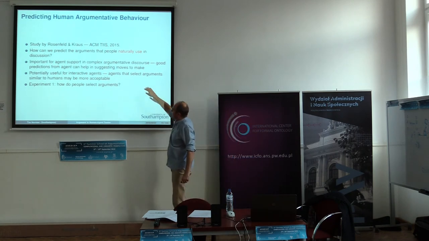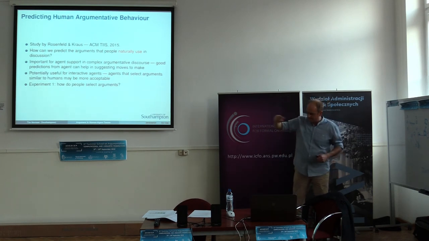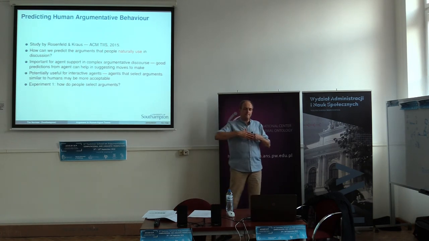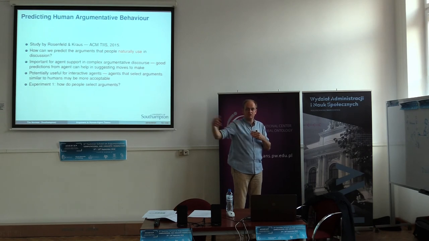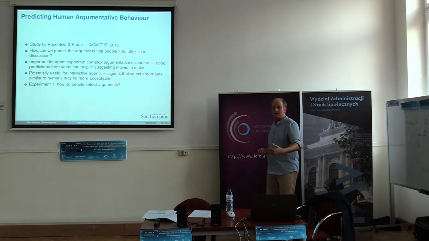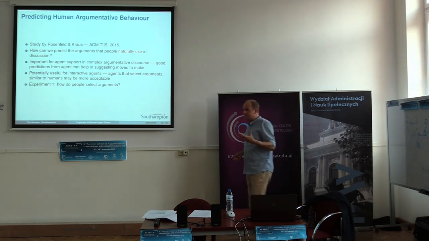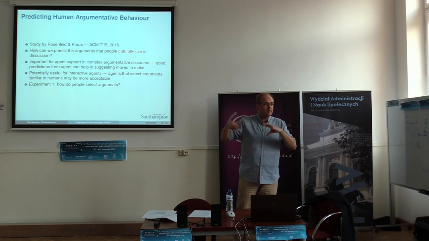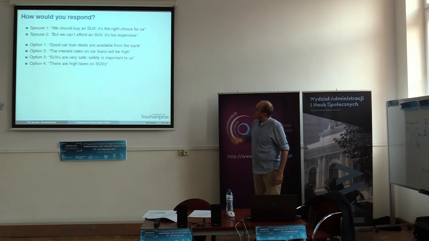So it's potentially useful for interactive agents, and they did three experiments, one of which was a loose discussion study. The second one was where you offer a number of options, three options, to someone engaging in a dialogue, and they either select them or do something else. The first experiment they did was to explore how people selected arguments. So they did a Mechanical Turk experiment, where they set up a bunch of examples such as this.